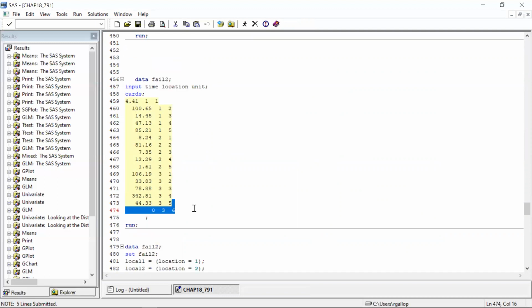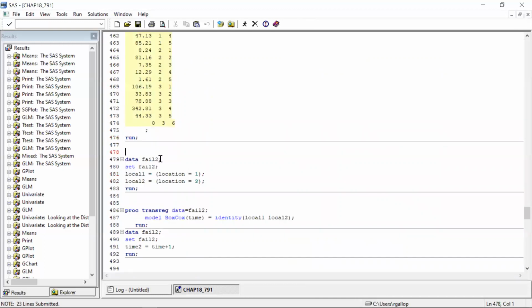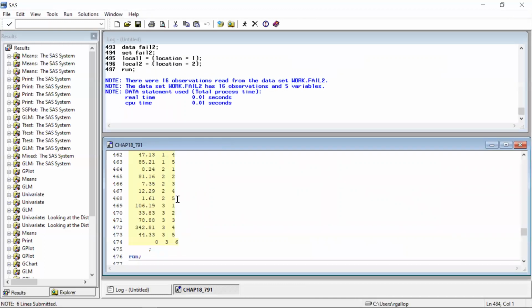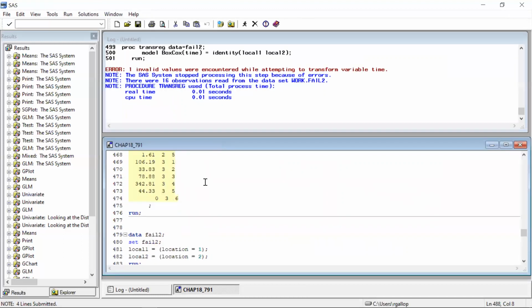In this one, I'm throwing in line 474 as a row of data. Line 474 has 0 as time. When this is in my data set, I'm doing the same code. Watch what happens here. SAS is telling me one of the values encountered is invalid. In this case, one of the transformations the Box-Cox wants to use is the log. So anytime you have 0 or negative values, you'll get this warning.